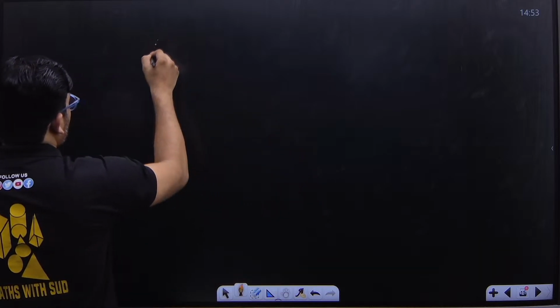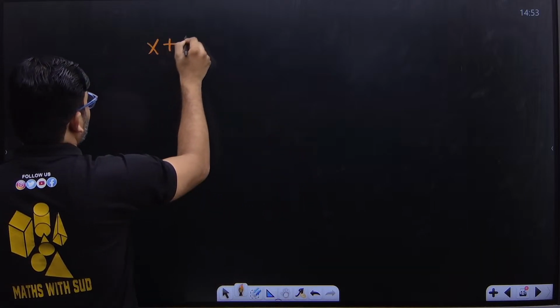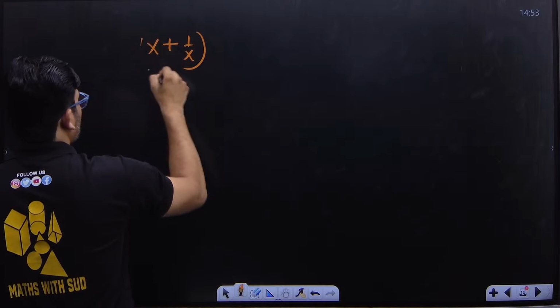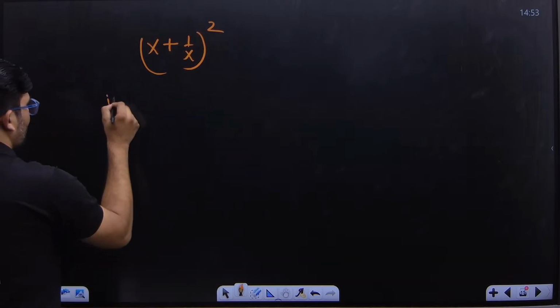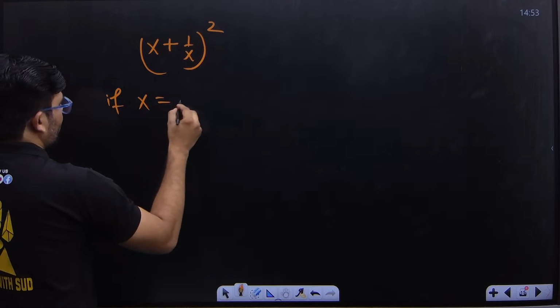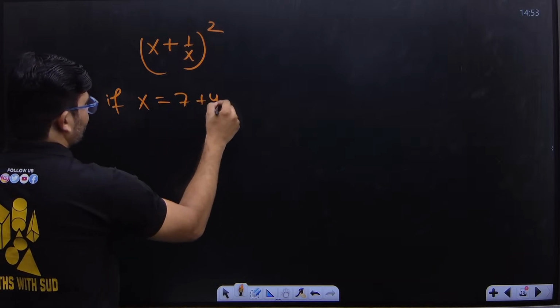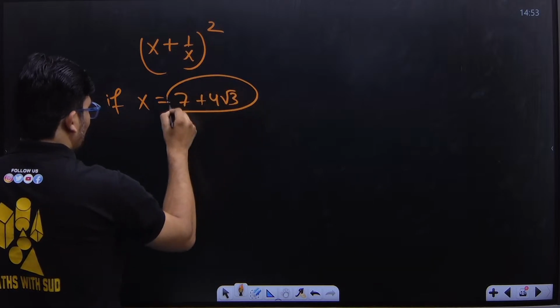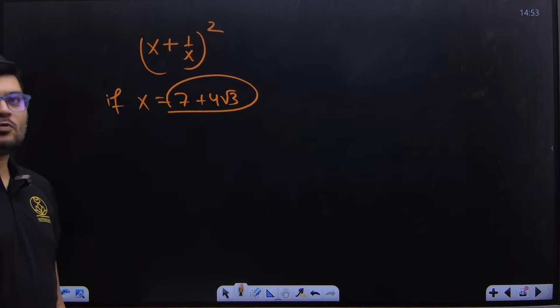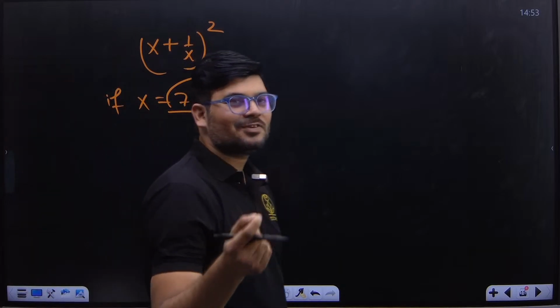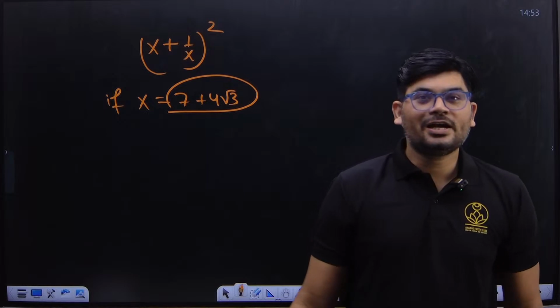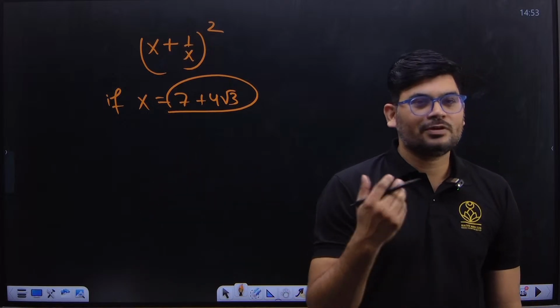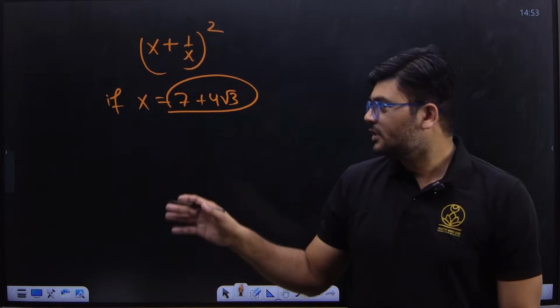So, you may be given a question like this. What is (x + 1/x)²? If x is equal to 7 + 4√3, what is (x + 1/x)²? Now, immediately after looking at the question, the student will get into a coma because it looks like a very tough question.